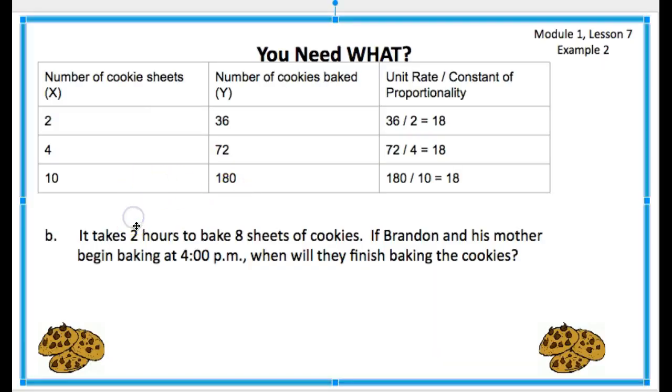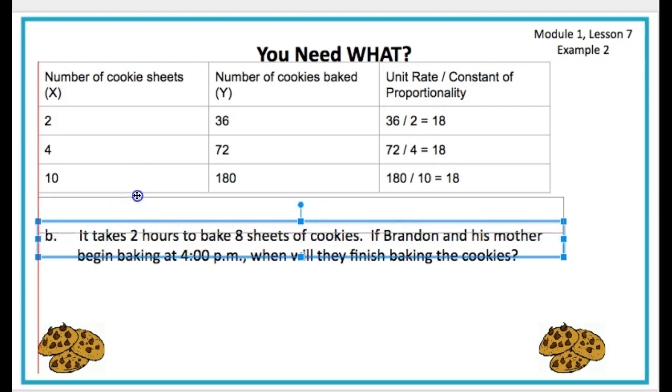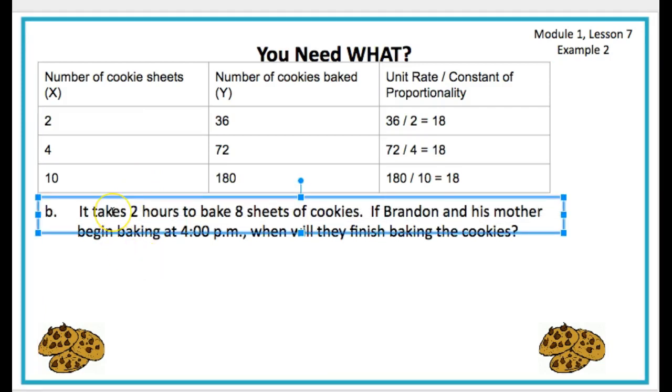For part B, I've included our data table once again. And let's take a look and read part B. It takes 2 hours to bake 8 sheets of cookies. Go ahead and underline that information. If Brendan and his mother began baking at 4 p.m., when will they finish baking the cookies? So we're looking to answer that second part of the question. When will they finish baking the cookies?